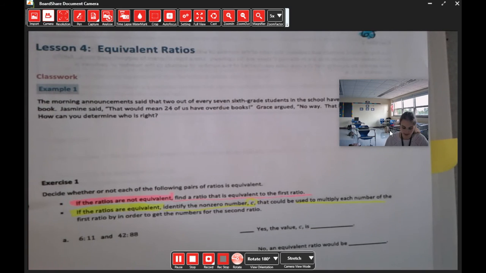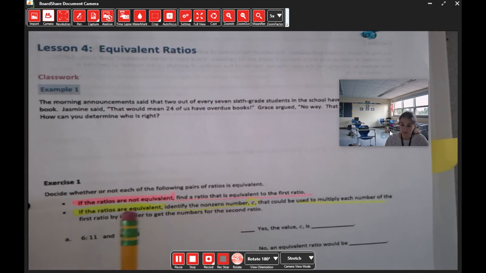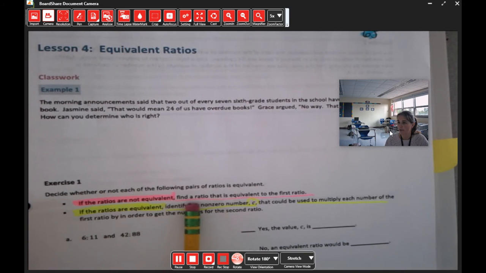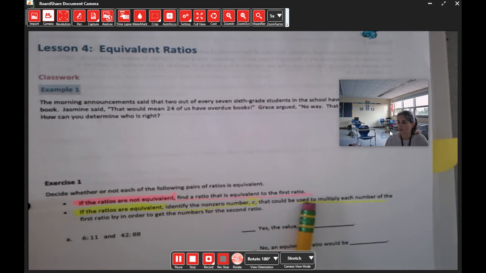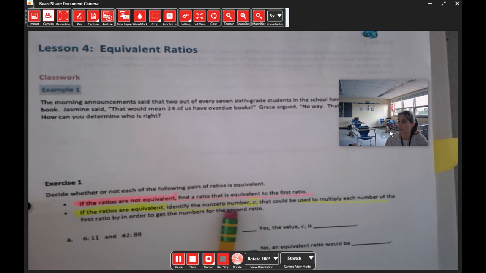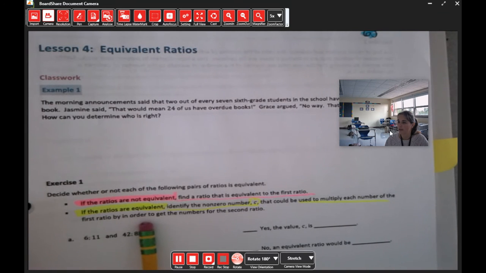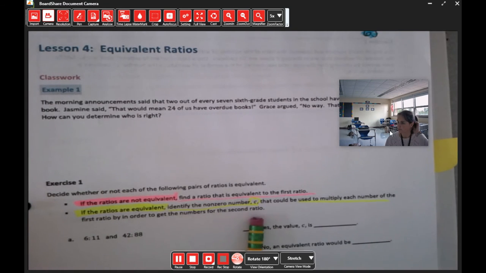We'll start there. Decide whether or not each of the following pairs of ratios is equivalent. If the ratios are not equivalent, find a ratio that is equivalent to the first ratio. If the ratios are equivalent, identify the non-zero number c that could be used to multiply each number of the first ratio by in order to get the numbers for the second ratio.